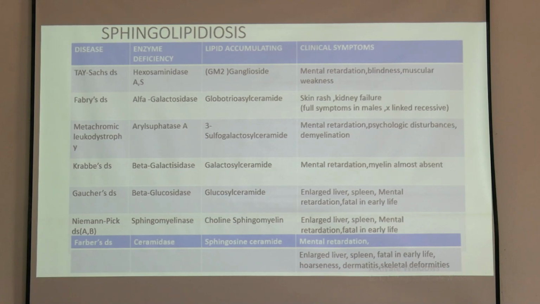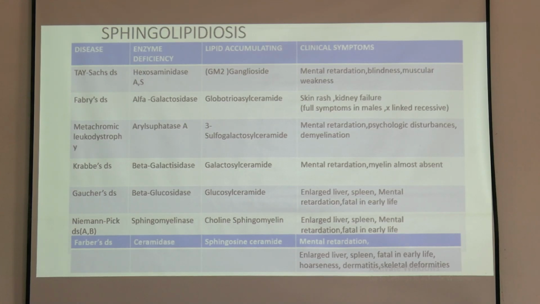Metachromatic leukodystrophy, that is not metachromic, that is metachromatic, MLD. Enzyme deficiency is aryl sulfatase A, lipid accumulating is 3-sulfogalactosylceramide. Clinical symptoms are mental retardation, psychological disturbances and demyelination. Krabbe's disease: enzyme deficiency is beta galactosidase, lipid accumulating is galactosyl ceramide, clinical symptoms are mental retardation, myelin almost absent.